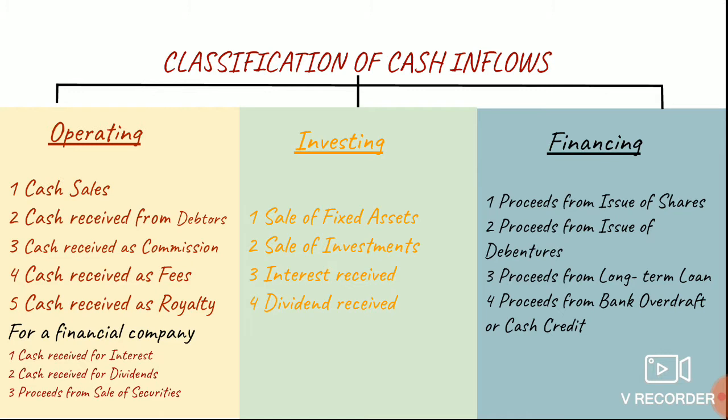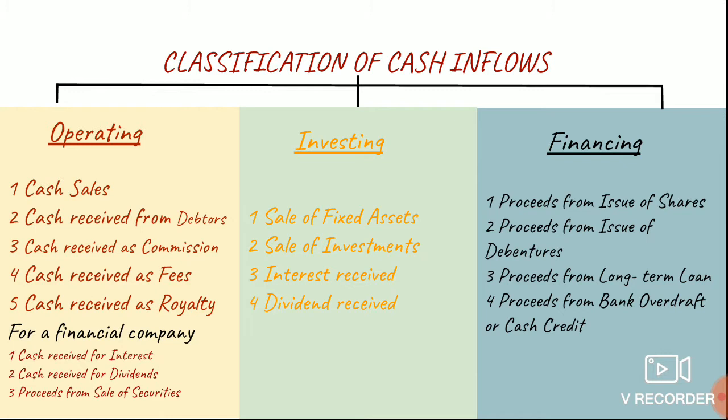But for other companies, for example, interest received and dividend received will be categorized or included under cash inflows from investing activities. That is for other firms, but for a financing company, these will be included under operating activities, cash inflows from operating activities.